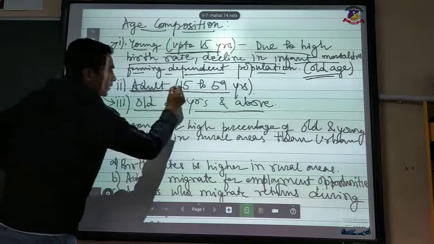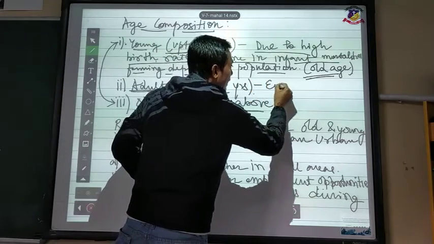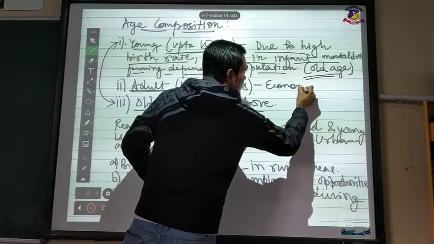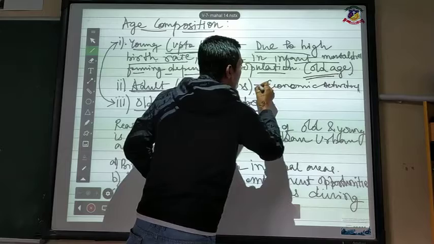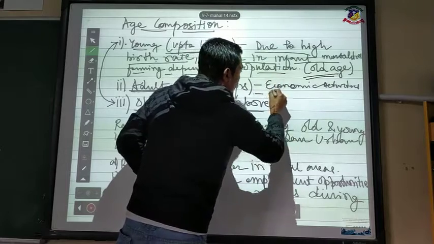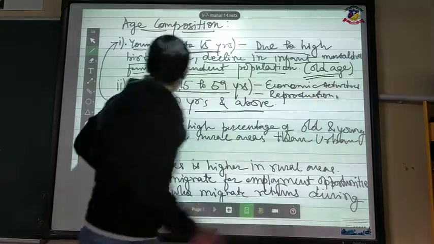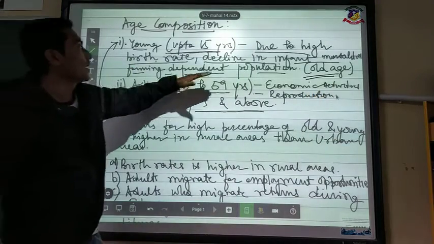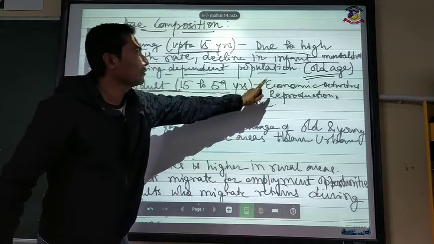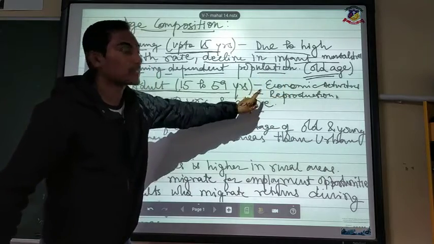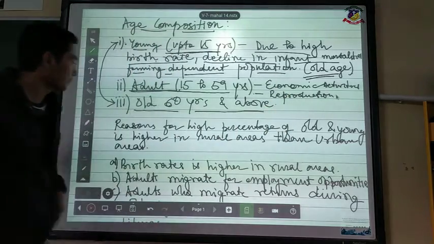Now, this adult, 15 to 59 years, they are mostly active. They are very active in economic activities, and they are active in reproduction. Okay. Now the adults of 15 to 59 years are very active in two features. First, they are active in economic activities, as well as they are highly active in reproduction.